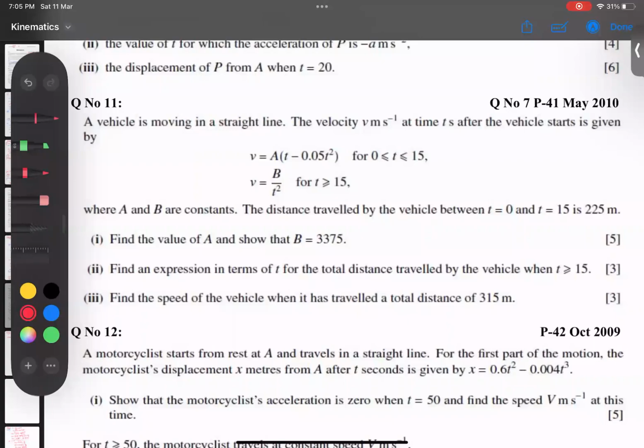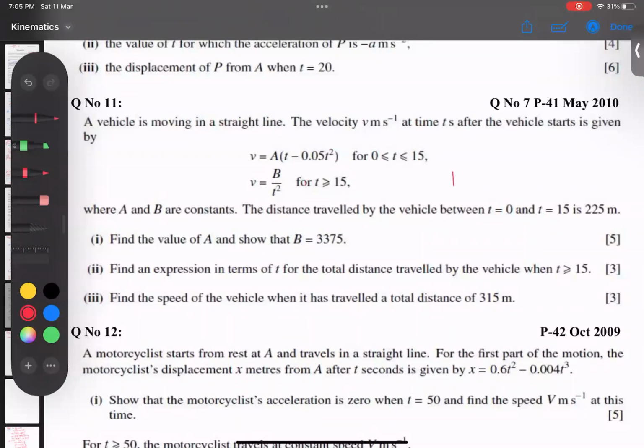This is a June 2010 41 variant question number 7, and it is a composite of equations. This is called equation number 1, and this is called equation number 2. So we have composite equations, okay? The first equation you can use for 0 to 15, and the second equation you can use after 15. Look here, 0 to 15 seconds, okay? But this is t bigger than 15.